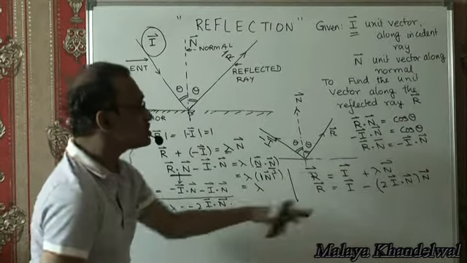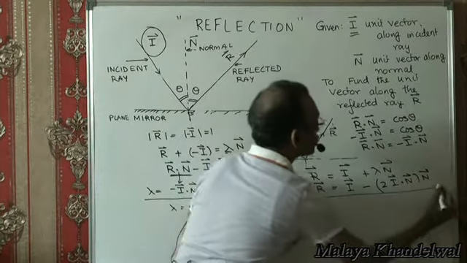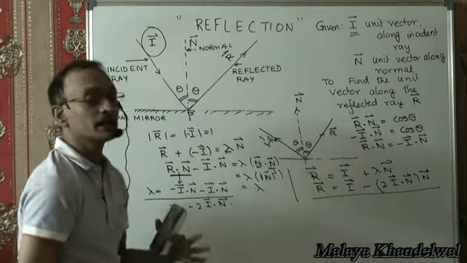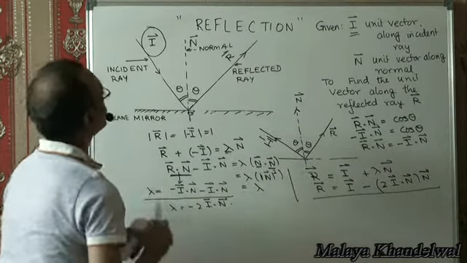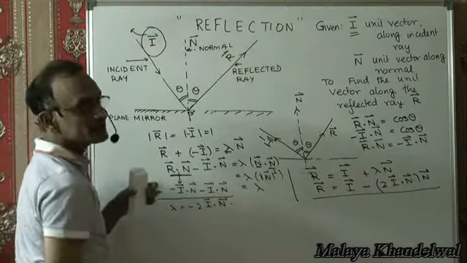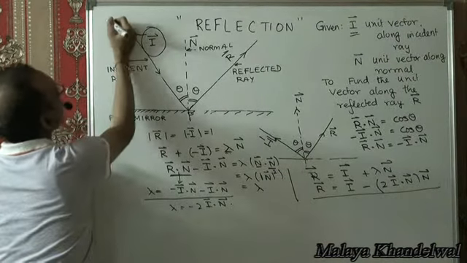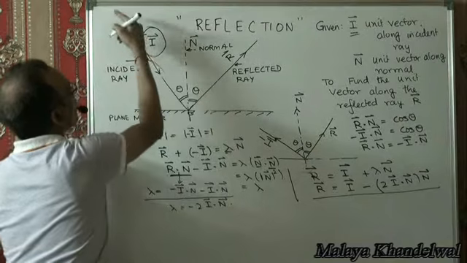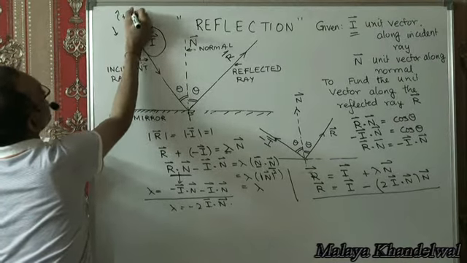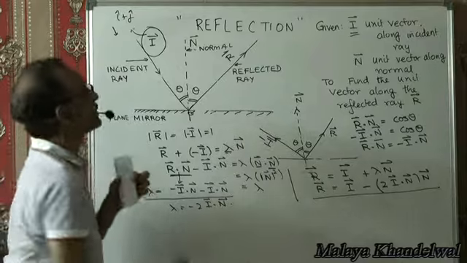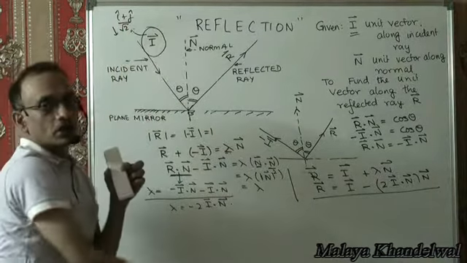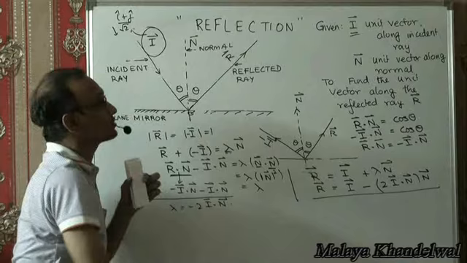This is a vector form of the laws of reflection, and it can come in very handy. What they could do is they might just give you a vector along the incident ray, which could be, say, i cap plus j cap. So the vector I would be divided by its magnitude, and you would get a unit vector along the incident ray.